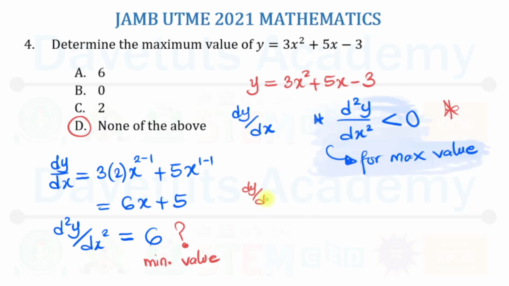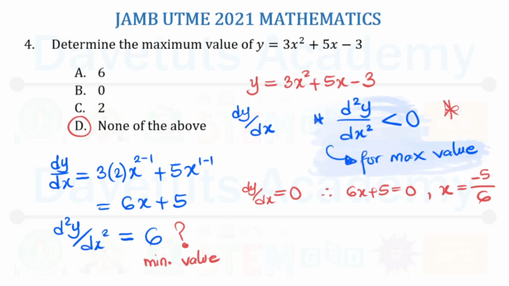dy/dx is ideally going to be 0, meaning that 6x plus 5 will be 0. And from here, you can see that the 5 will move to the right hand side, it will become minus 5, then you can divide by 6. So for x to be minus 5 over 6, that's the value that you use in the original equation to know the value of y, which is going to be the maximum value.